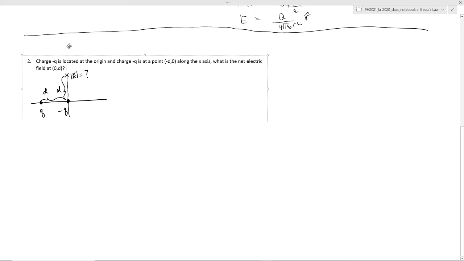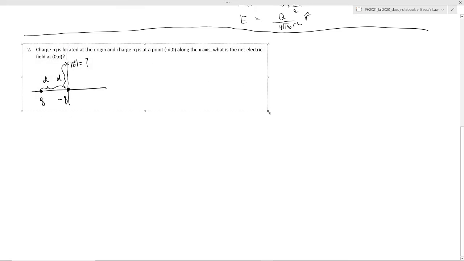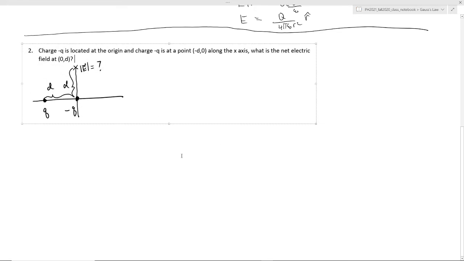So we have a charge located at the origin and a charge at point negative d, 0 along the x-axis, and we want to know what the electric field is doing at 0, d, so on the y-axis.